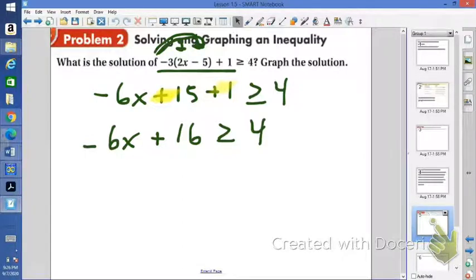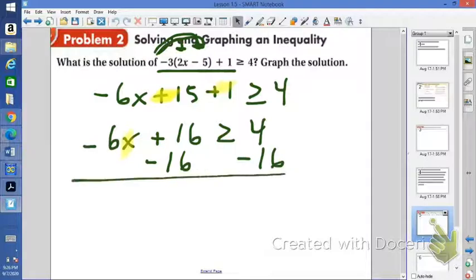Okay, so we've simplified and we've combined like terms. The next step is to look: is there a variable on both sides of the inequality? And the answer is no. So we go to the next step, which is to isolate the variable. So we want to get x all by itself. Now, in order to do that, we're going to subtract 16 from both sides first.